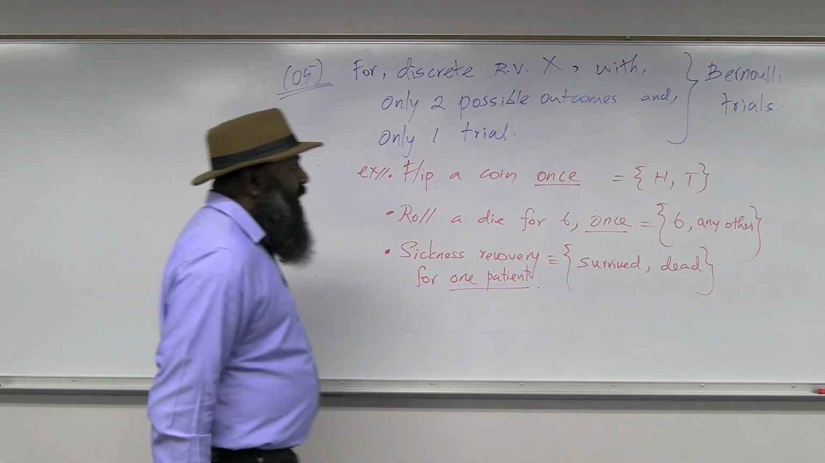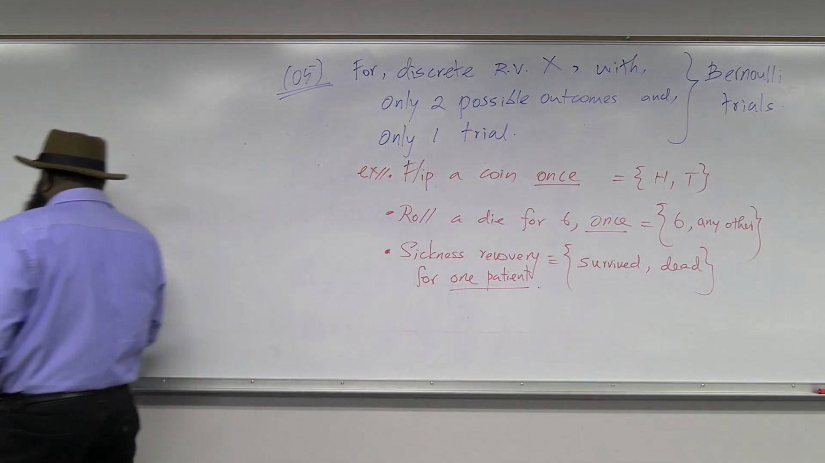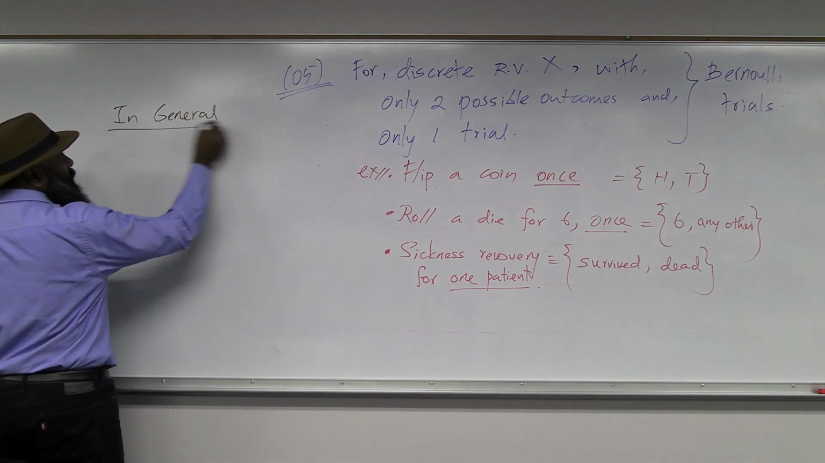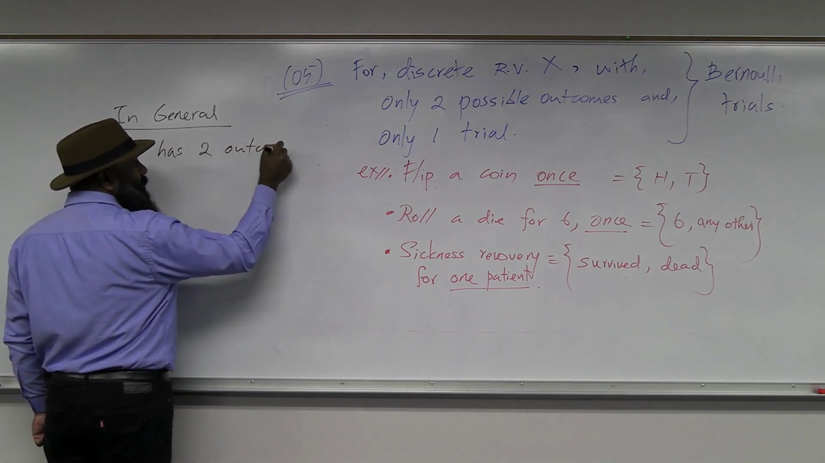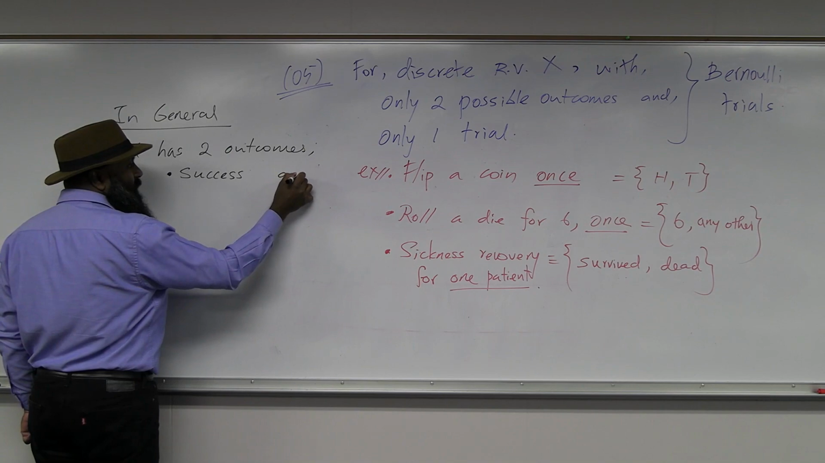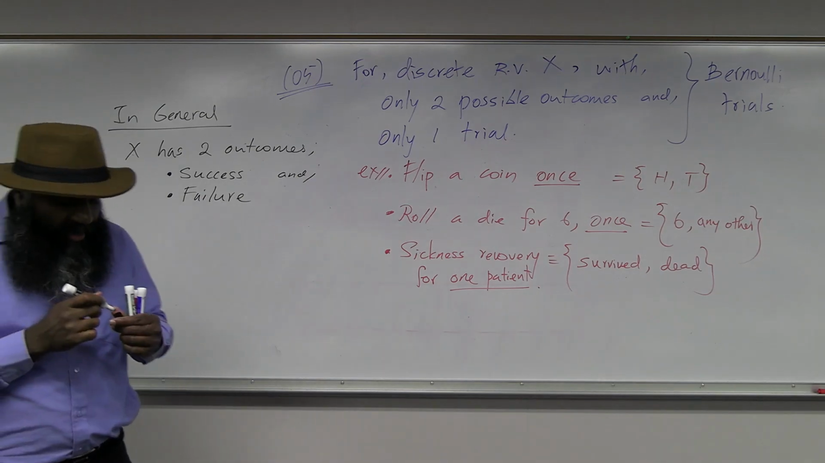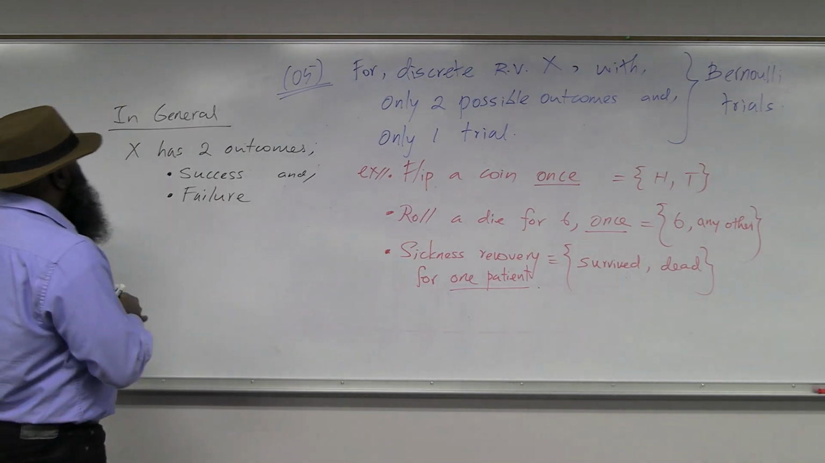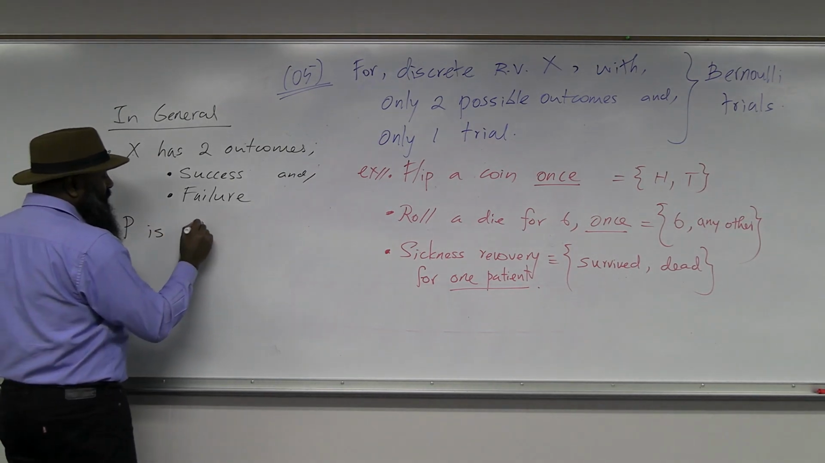Now, just two events, and then I will need a probability. So, in general, we will define it this way. X has two outcomes. What are those two outcomes? One is called success, and the other one is failure. Now, I will need the probability of success. Probability of success will always be given, okay? And we will say P is the probability of success.